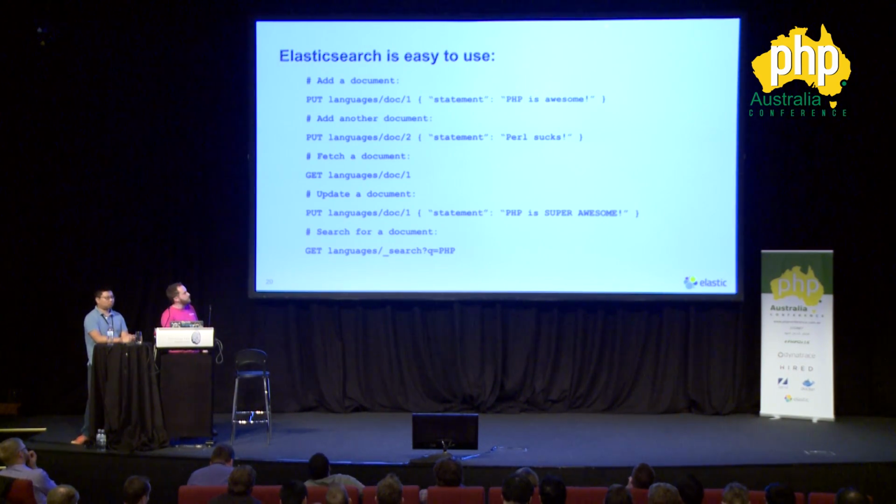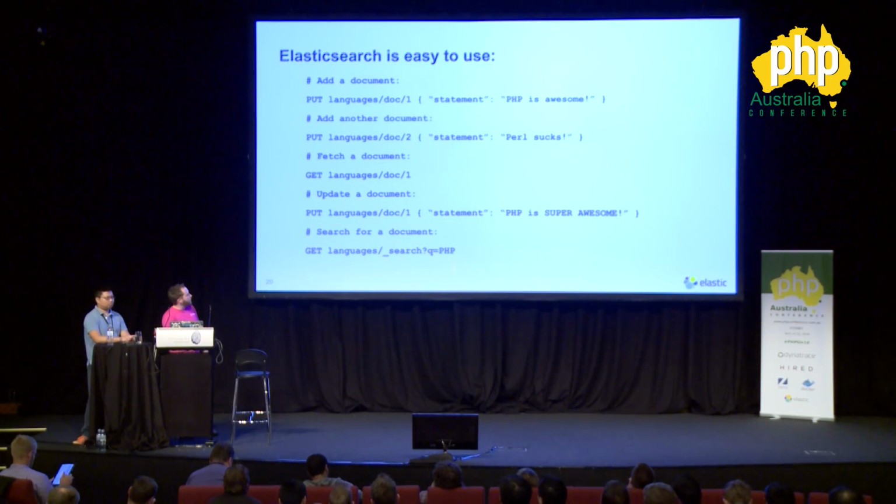It's "PHP is awesome." Maybe we add another document into that index: "Perl sucks." I actually like Perl. We go and fetch a document. In this case, we're just fetching that first document. If we fetch that, it would just return essentially that JSON there: "PHP is awesome." Maybe then we want to update that because it is super awesome.